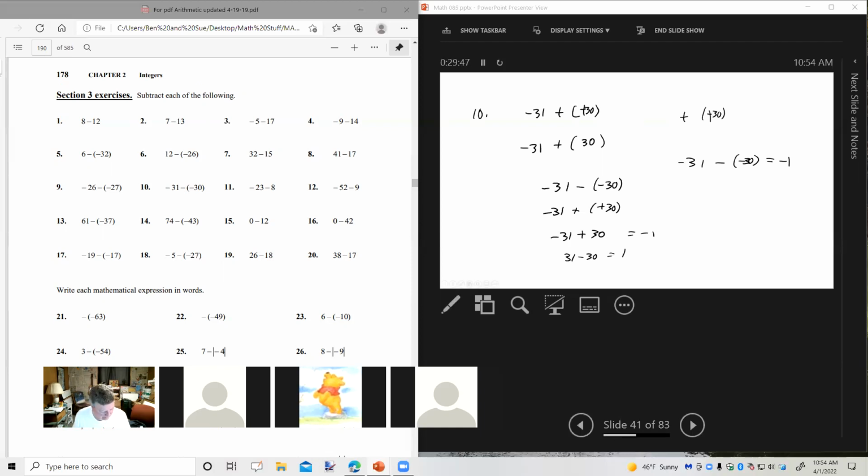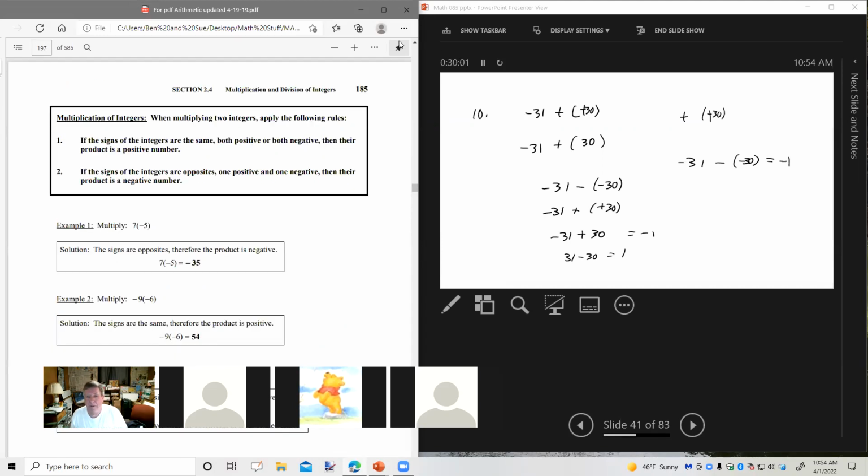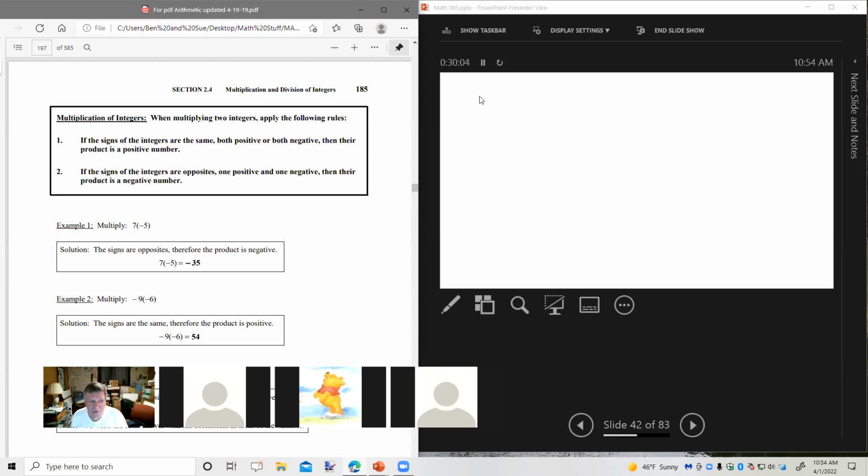Okay, let's see here. Next up, I want to go to page. Now we're going to look at multiplication of integers. Multiplication and division of integers, the rules are different and I think a little bit easier than the rules of addition and subtraction.